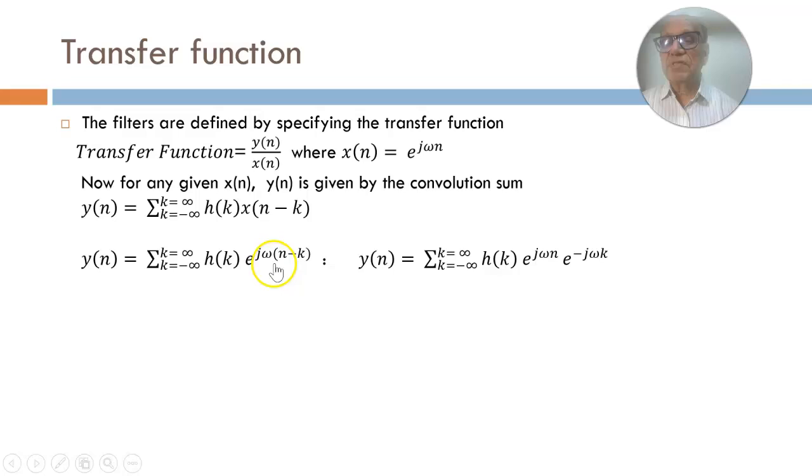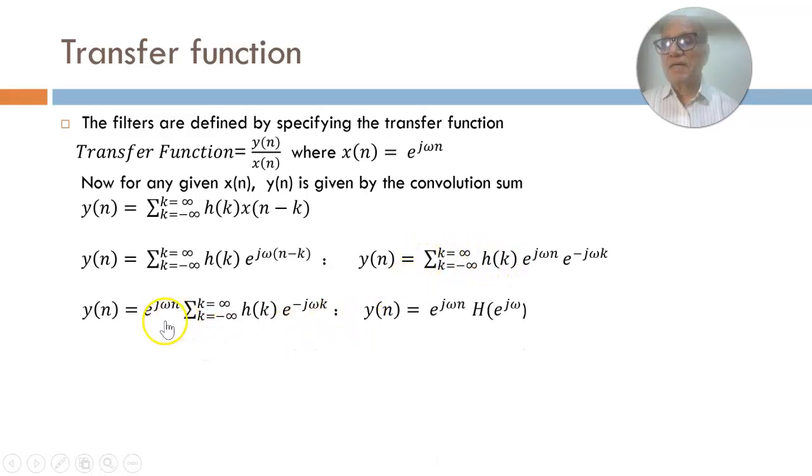So this now becomes e raised to j omega (n minus k). You expand this, so this is h[k] into e raised to j omega n into e raised to minus j omega k. Now if you look at the summation carefully, the changing variable is k and not n. So therefore this term e raised to j omega n you can take outside the summation and write it like this: y[n] is equal to e raised to j omega n, summation k equal to minus infinity to plus infinity h[k] into e raised to minus j omega k.